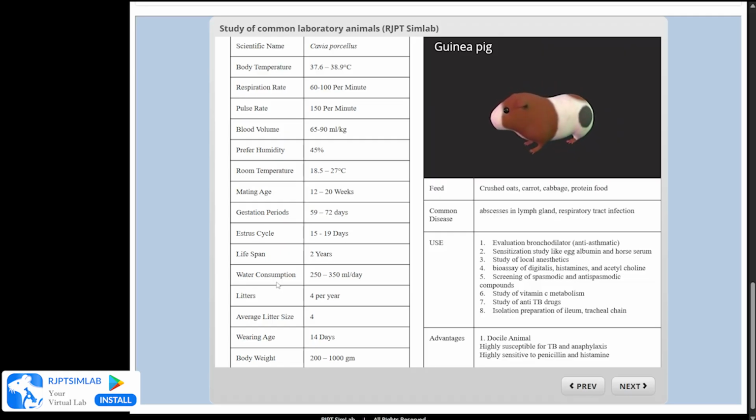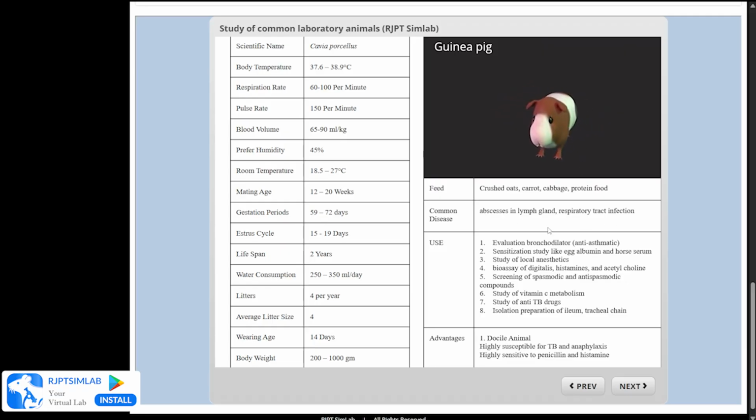And the water consumption is 250 to 350 milliliter per day. The litters, meaning the offspring that a guinea pig can produce, are 4 per day, and the average size of these litters is 4. The weaning age is 14 days, and the body weight is 200 to 1000 grams. The feed that a guinea pig eats is crushed oats, carrots, cabbages, and protein foods. The common diseases that a guinea pig can acquire are abscesses in the lymph gland and respiratory tract infection.